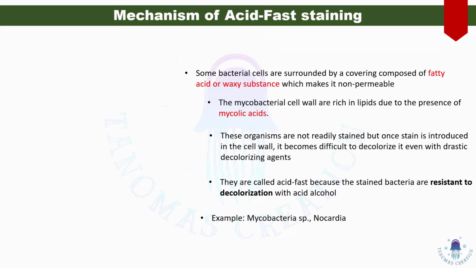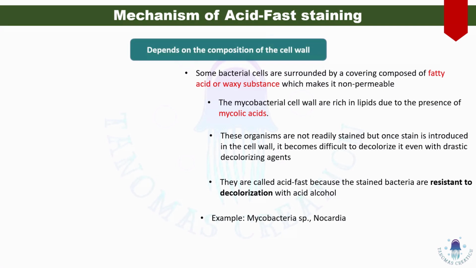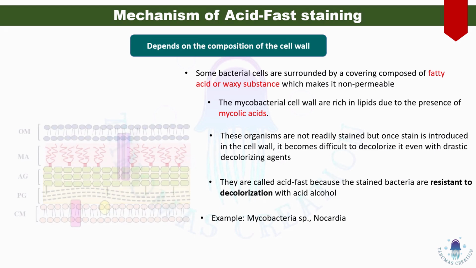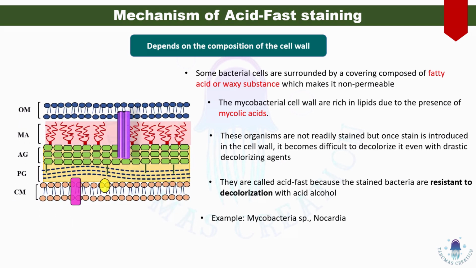So coming to the mechanism of acid-fast staining. What makes Ziehl-Neelsen stain special for mycobacteria? The mechanism depends on the composition of the cell wall. The cell wall structure is shown here. Some bacterial cells are surrounded by a covering composed of fatty acid or waxy substance which makes it non-permeable. Here if you see in this picture, we can see there is an outer membrane, which is a characteristic property of gram-negative bacteria. Then we have an outer membrane that already has some portion of lipids.